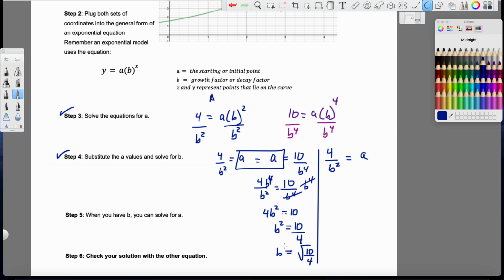Now I'm going to substitute the b in here. So I got 4 over the square root of 10 over 4, and we're squaring that, right? Just substituting the b in right there. So what happens when we square a square root? Okay, these are inverse operations. They cancel, right? So I get 4 over 10 over 4.